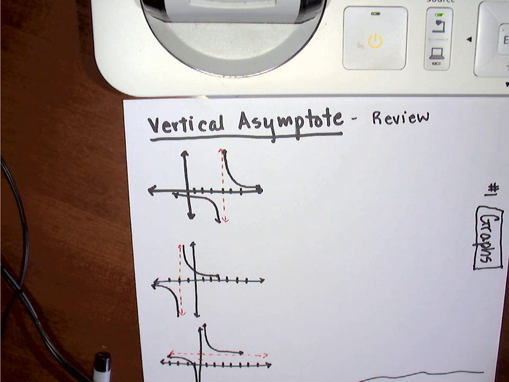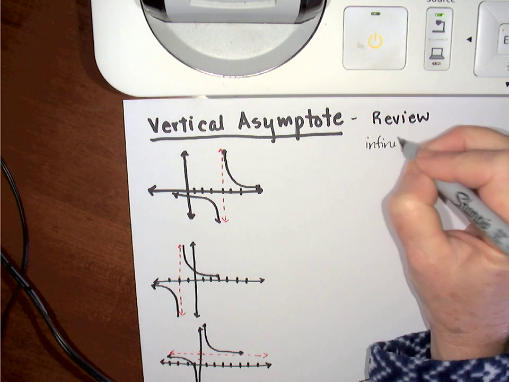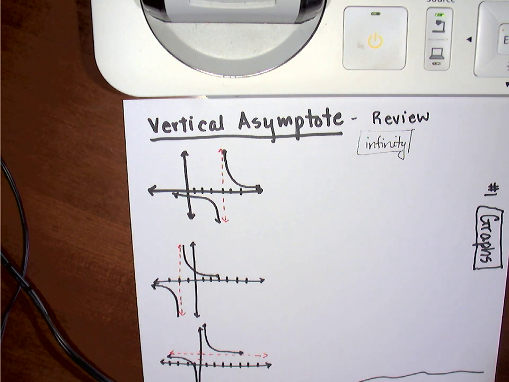So we need to review rational functions a little bit. And the compelling part of a rational function is that you're going to have an asymptote, right? They're all about asymptotes. And an asymptote is always about infinity. An asymptote always involves infinity in some way, shape, or form. So first let's talk about a vertical asymptote.